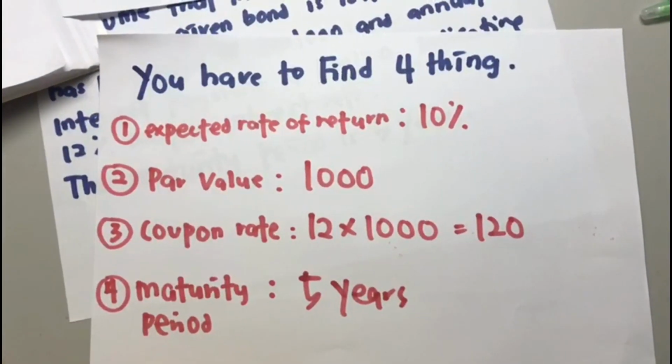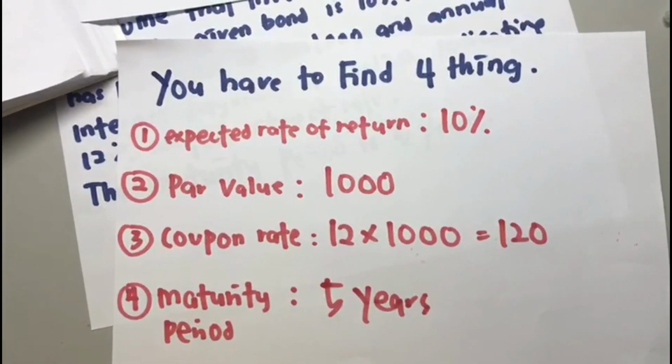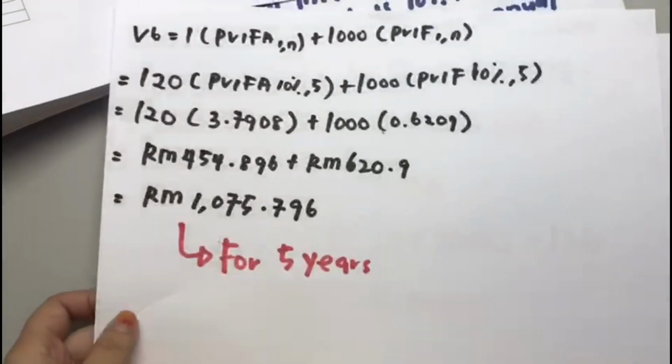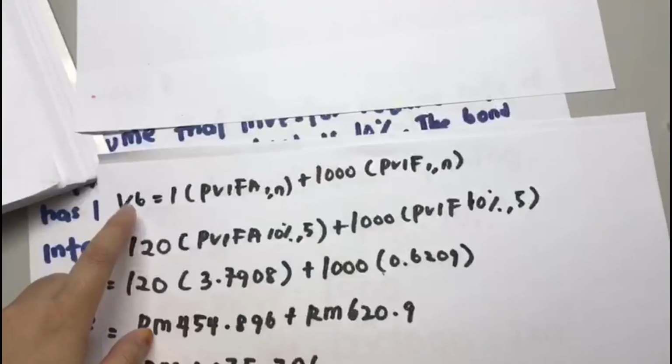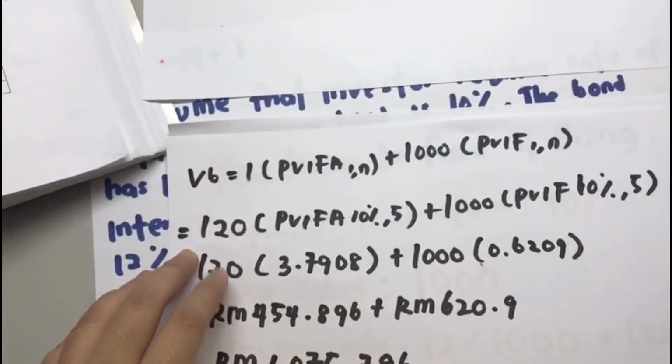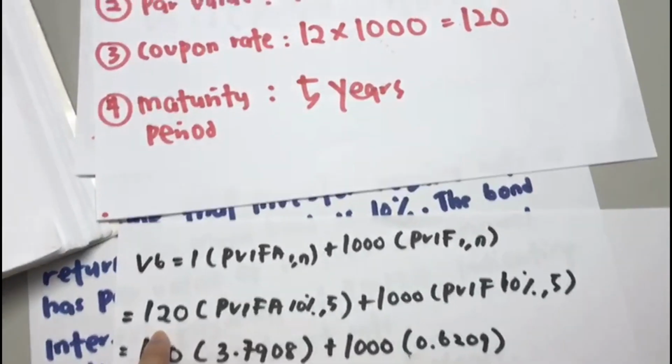Okay, I already write down expected rate 10%, par value, and also that. Okay, next we use the same formula for this one.